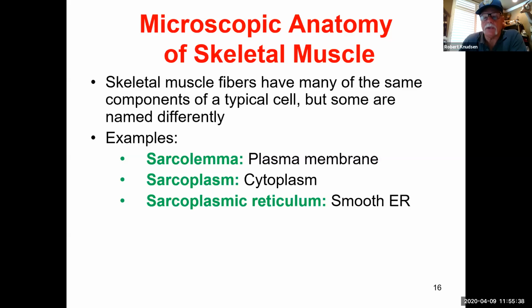But the smooth ER of a muscle cell is, by the way, you guys still have your pajamas on? Did you ever wash them like I suggested? Okay, I get up and get dressed, okay?